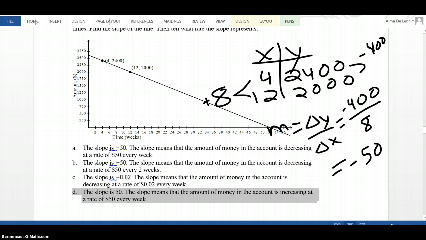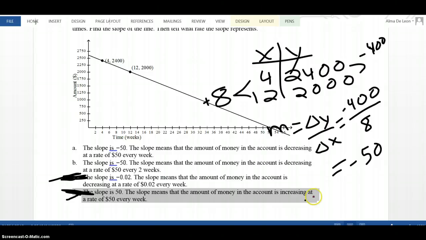Right away, I can already see that the answer is either going to be A or B. So I'm going to cross out C and D. Now, I'm going to interpret what slope means. Not just what it is, but what does it mean.